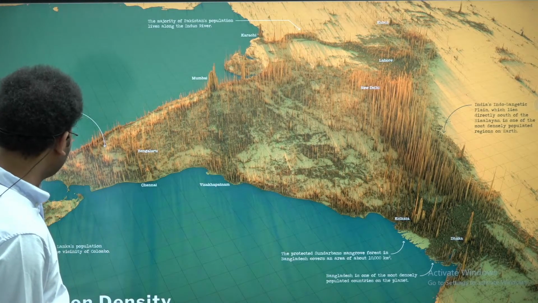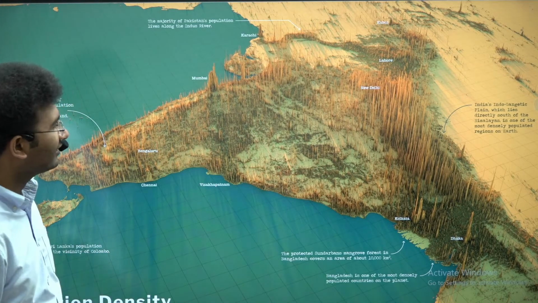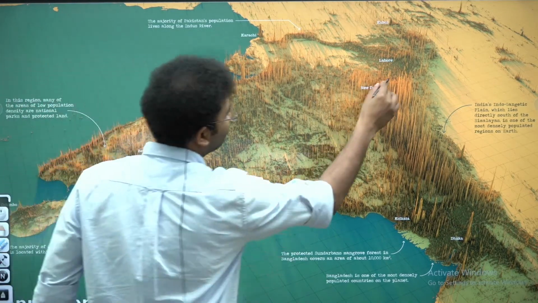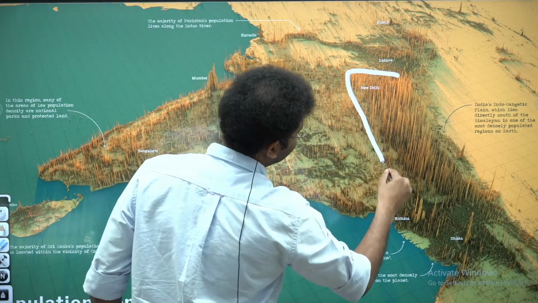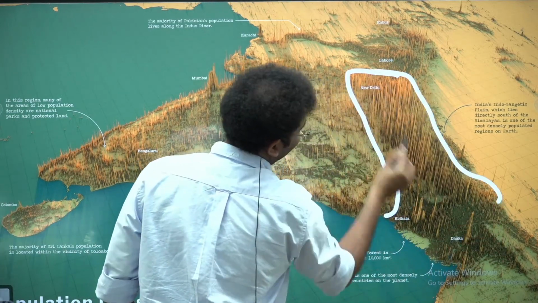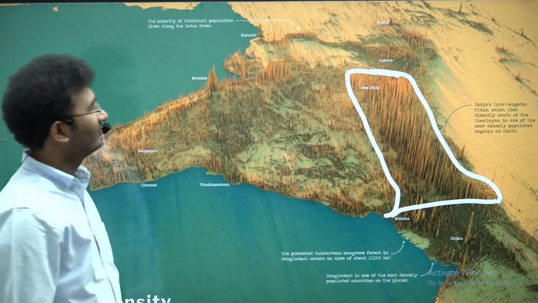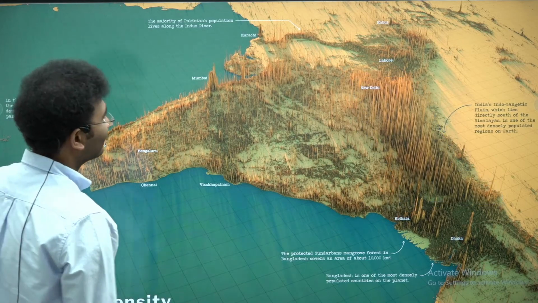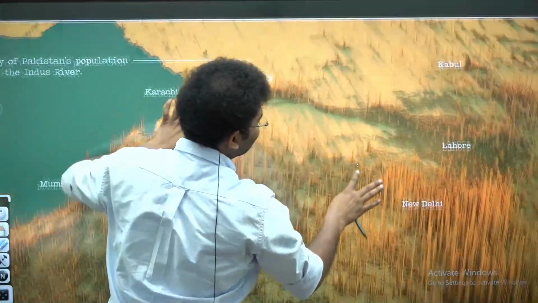On the physiographic scale, बताओ मुझे कहाँ पे देखा जाता है highest population in India? The highest population in India is confined to this particular area. ठीक है? It is the northern plains area, right? Clear? Now let me take you to Pakistan. थोड़ा पाकिस्तान चले.